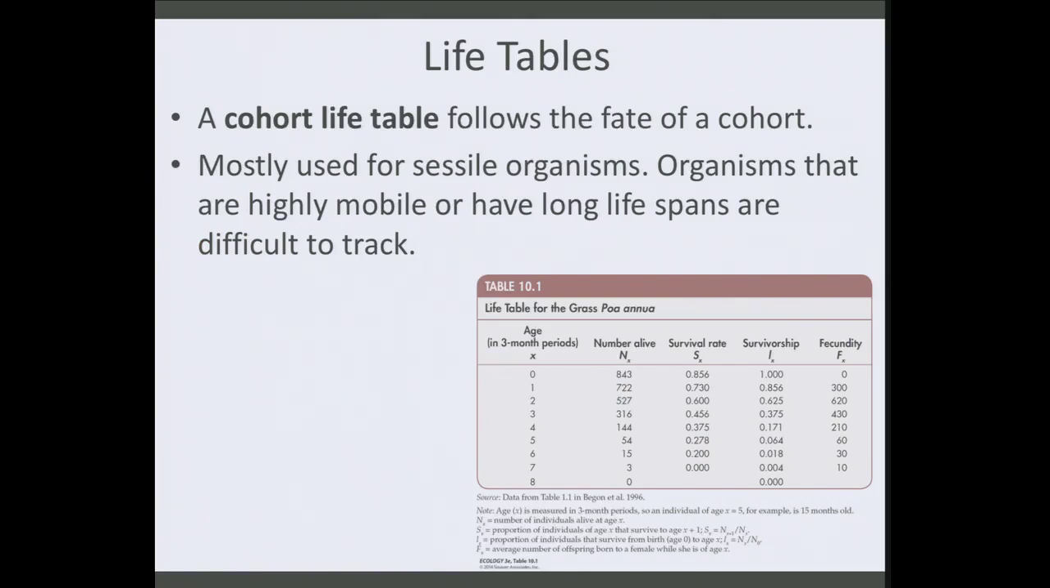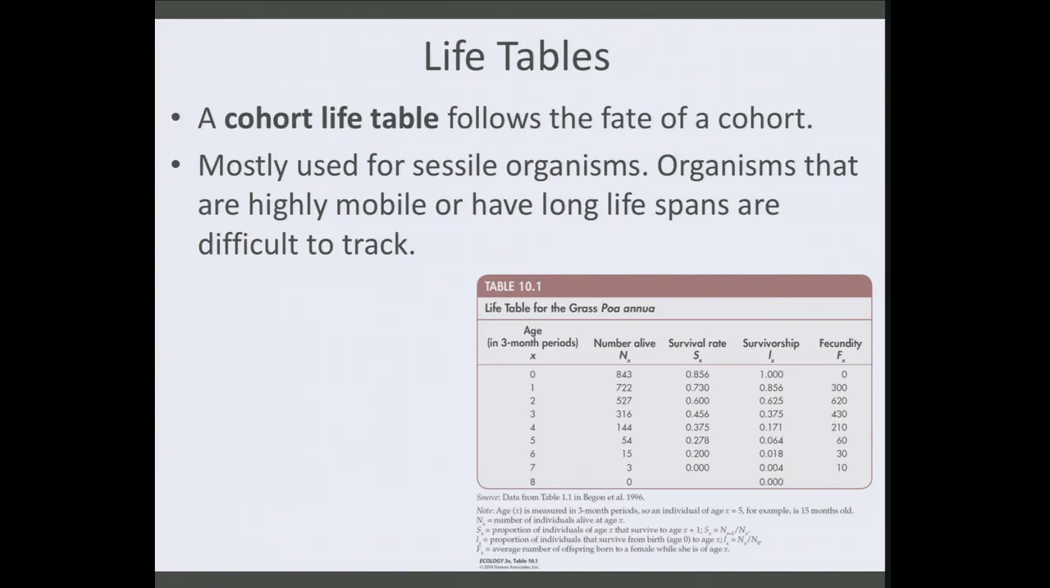So if you look at this table here, there's a bunch of information that are listed on it. On the left column is age, and you'll notice they don't necessarily go yearly. In this case, it's 3 months. So the first data point was at birth. The second one is at 3 months, and then at 6, then 9, and then 12, and so on and so forth. They also recorded the number of individuals that were alive at each time point, and that allowed them to calculate what percentage survived, and then they can also calculate fecundity.